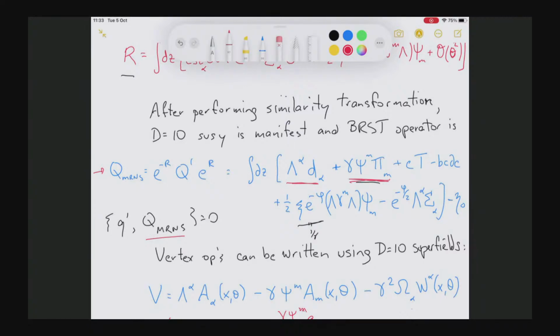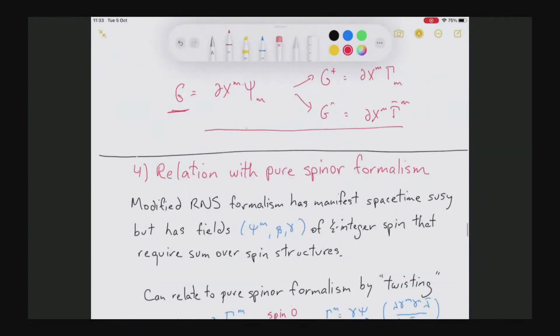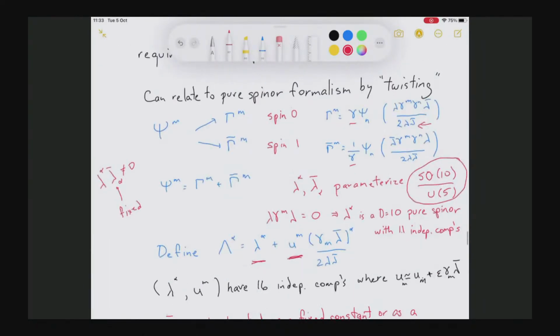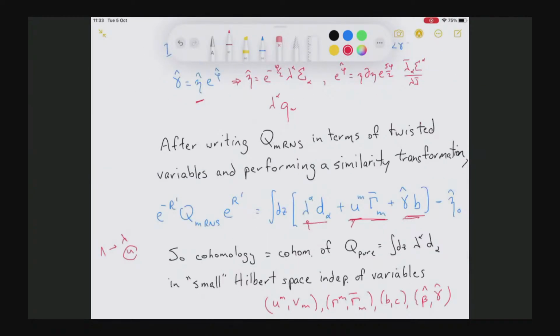Yeah. To go back to the RNS formalism, you need to introduce some new variables. So start from the pure spinor formalism. Let's suppose we start here. The pure spinor formalism just starts with this lambda alpha d alpha, just this term here.